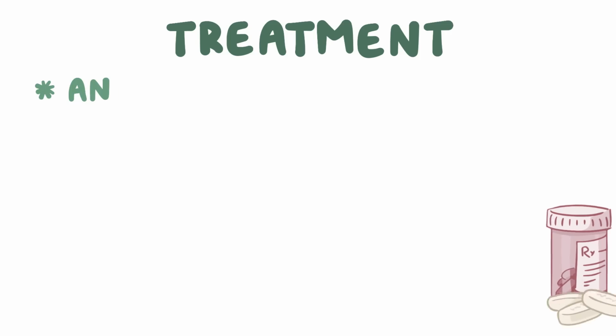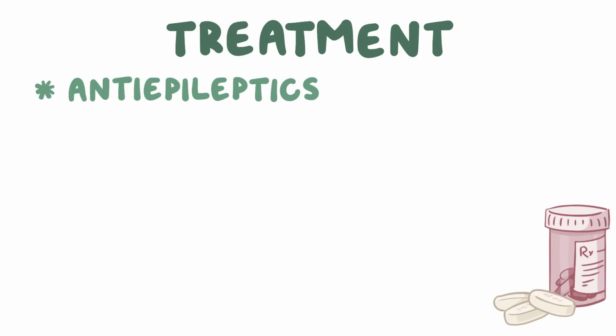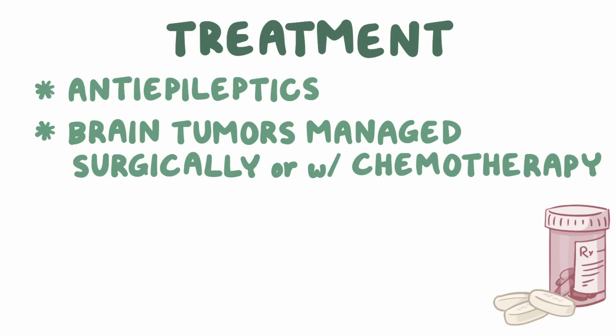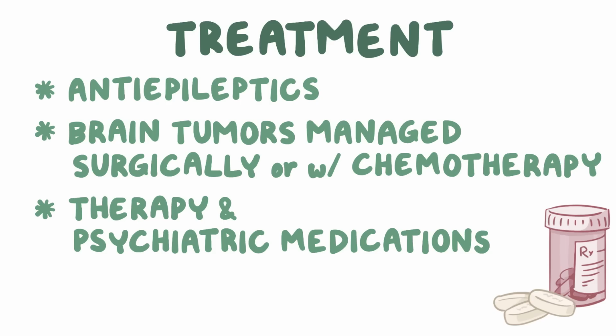Treatment of tuberous sclerosis is focused on the symptoms. Anti-epileptics are used to control seizures. Brain tumors are managed surgically or with chemotherapy, and behavioral and developmental problems are managed through therapy and psychiatric medications.